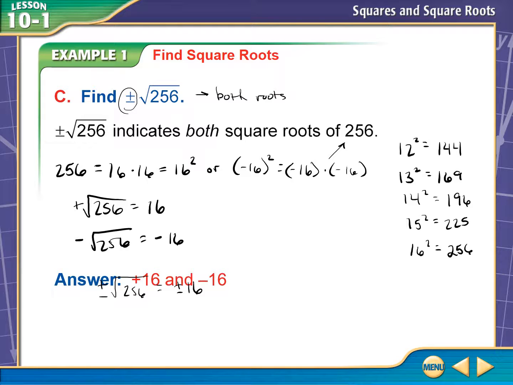Erase that there. So it's both positive 16 and negative 16.